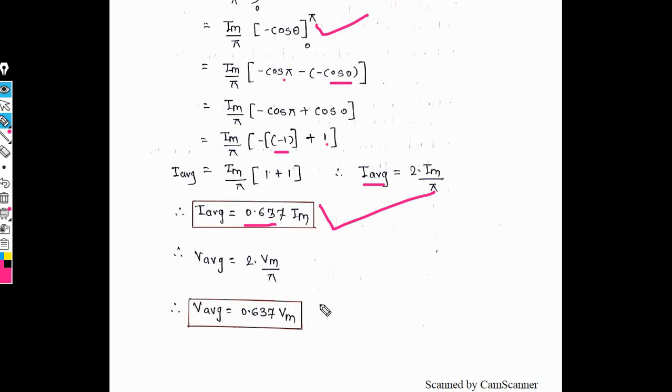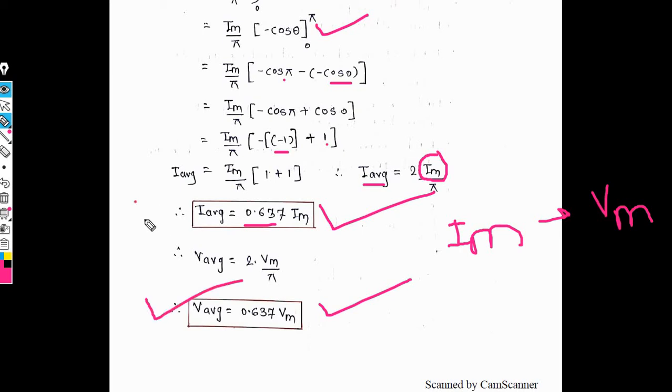Then we have to obtain the average voltage in the same way, that is V average is 2 Vm upon π. We put Im equal to Vm to obtain the maximum voltage. So V average is equal to 2 Vm upon π, then V average is equal to 0.637 Vm. That means this is the average voltage and this is the value of average current. The average voltage is equal to 0.637 Vm in an alternating or sinusoidal waveform.